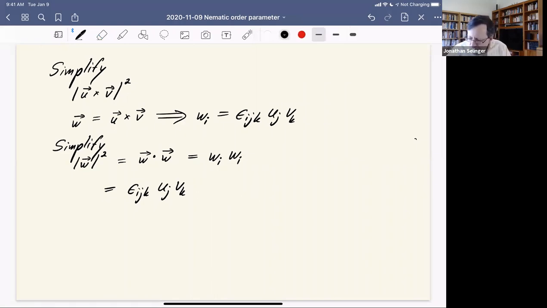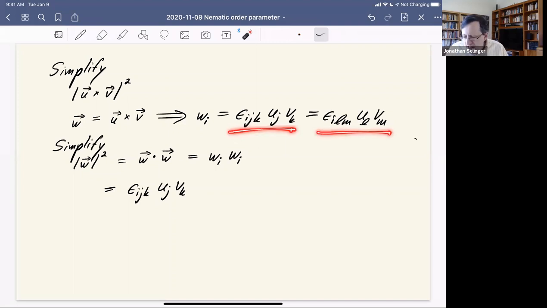Instead, I can just write the same thing again with different dummy indices. So I could say W_i is that, but it's also epsilon_ilm u_l v_m. Because this thing and this thing mean the same thing. Both mean I'm adding up over, well, this index is x, y, or z, and this index is x, y, and z. And it doesn't matter whether I call the index in this position j or l. And it doesn't matter whether I call it k or m.